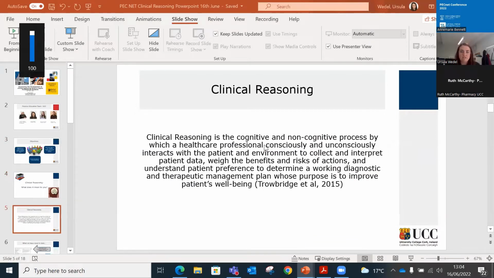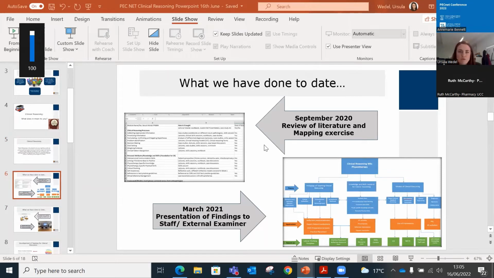So here's the definition of clinical reasoning, which you can see is long and complex. It looks at the interaction with the patient and environment, collecting the data and weighing the benefits and risks of actions, taking into account patient preference to determine a management plan for that patient. It is very complex, and what's important to note is it's not the clinical decision that's made at the end, but the process that leads a student to that clinical decision. So what have we done to date?